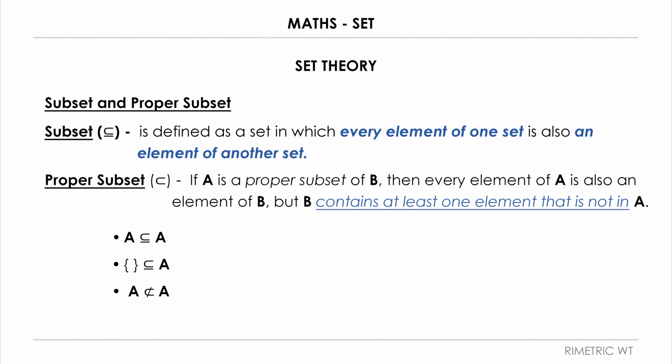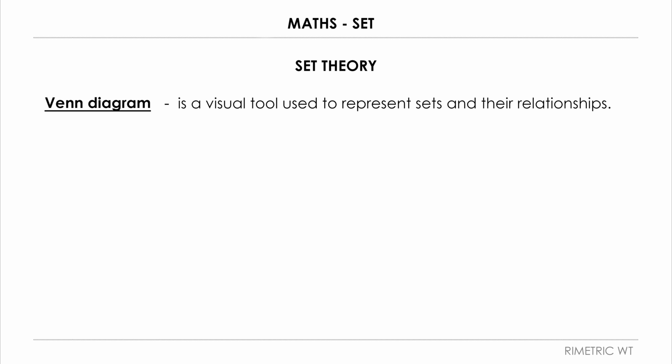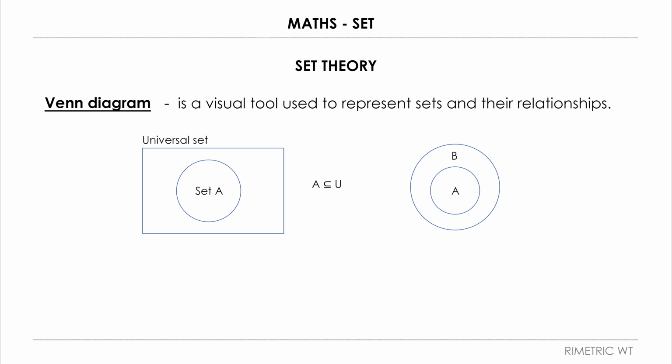Now that we've covered these basic types of sets, let's move on to a graphical representation of set relationships called the Venn diagram. A Venn diagram is a visual tool used to represent sets and the relationships between them. We represent the universal set as a large rectangle and individual sets as circles inside it, since every set under consideration is a subset of the universal set. Venn diagrams also provide a convenient way to illustrate concepts such as subsets and proper subsets, as shown.